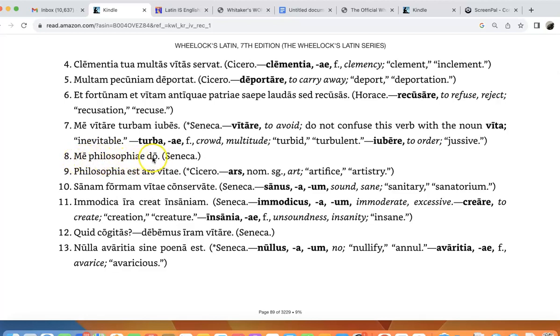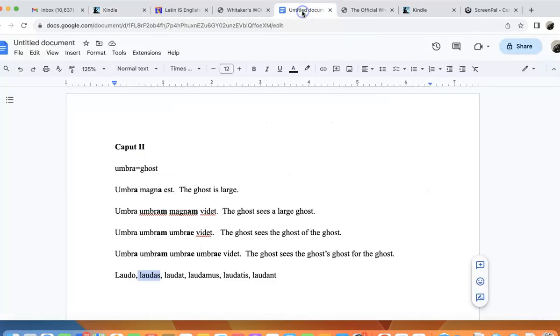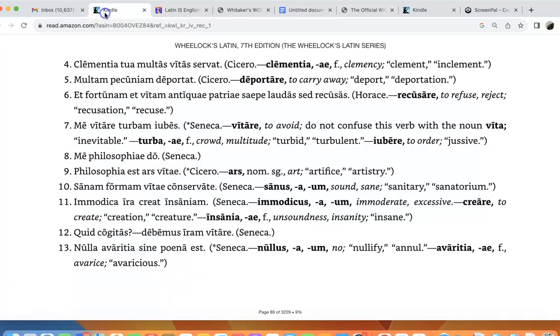Me philosophiae do. Do means I give. So I'll give another example of our verbs that we just have to practice and learn. So do means I give. Das, damus, datis, dant. So do means I give. Das means you give. Dat means he or she or it gives. Damus means we give. Datis means you all give. Dant means they give. So there's our o s mus tis nt, O-S-T, mus tis nt, which I will continue to refer to.